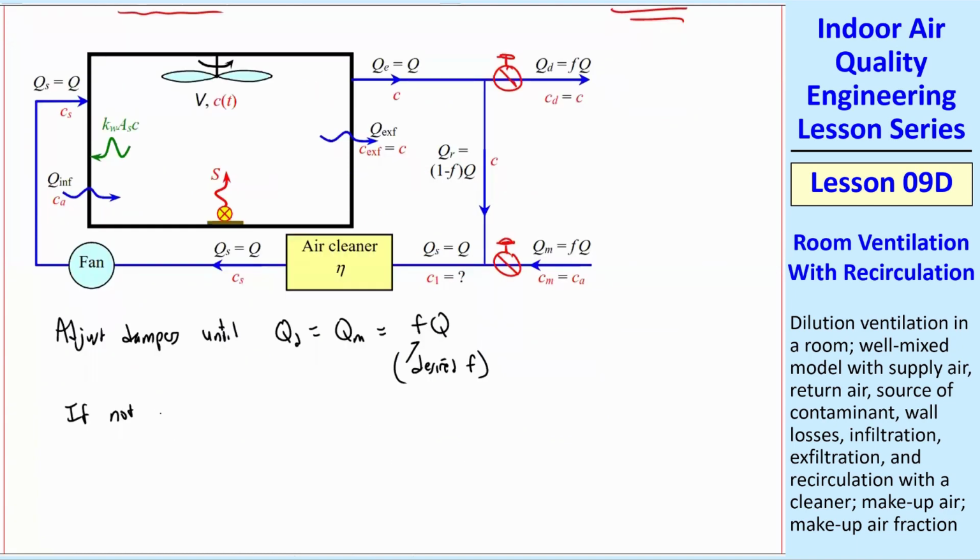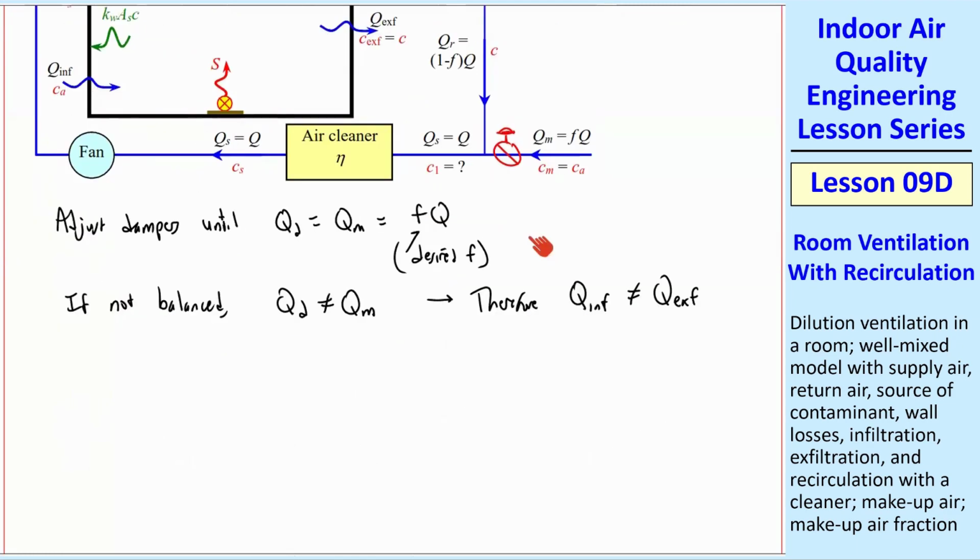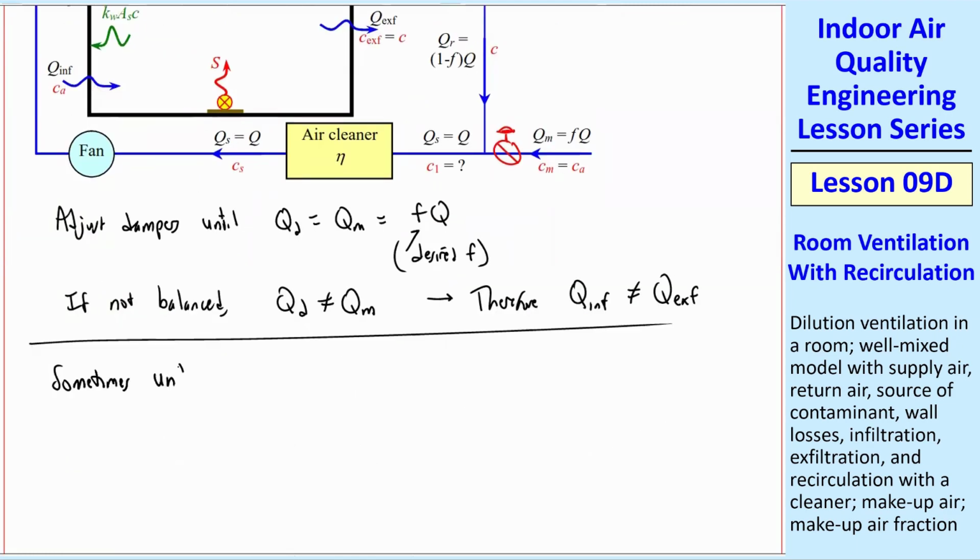If it's not balanced, QD will not equal QM, and therefore Q infiltration will not equal Q exfiltration. If these two are not balanced, and those are the only things coming into and out of the room ultimately, because we have recirculation of everything else other than infiltration and exfiltration, then one of these is going to have to be bigger than the other. That's not always a bad thing. Sometimes unbalanced is done on purpose.